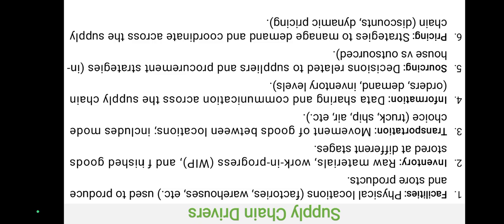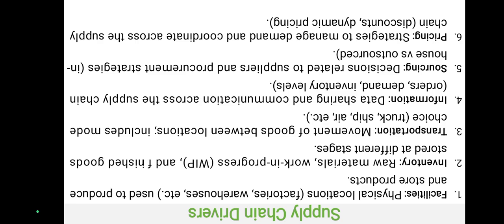Supply chain drivers. A driver is a factor that influences company performance or overall success. What drives a company into success? There are various drivers. One is facilities, which includes the physical locations like factory and warehouse used to produce and store the products that are required. Then inventory, like raw materials, work in progress, finished goods, and supplies. Everything is included in the inventory.